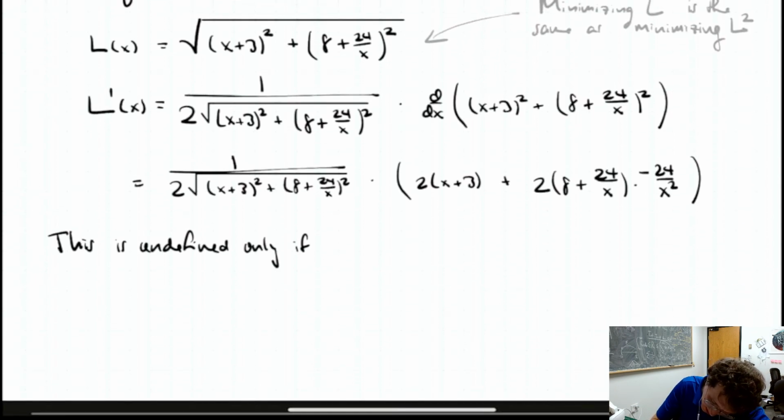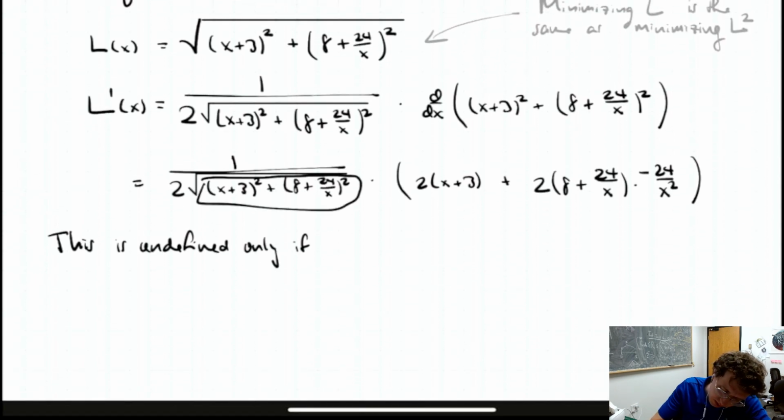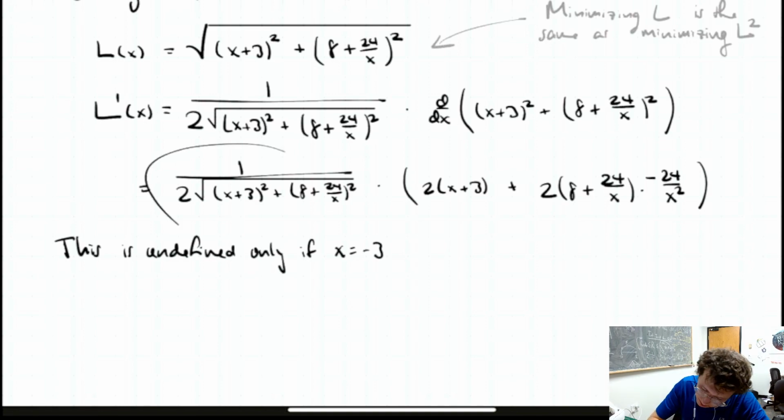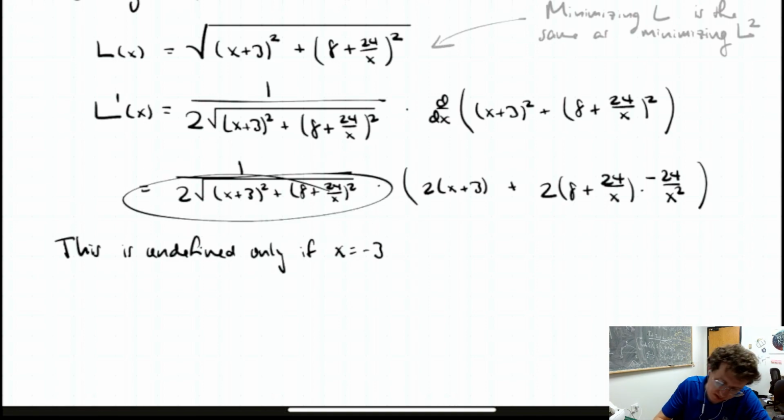Well, the denominator would be 0 only if the thing inside the square root is 0, but that's something squared plus something squared. When you square things, it makes them positive. When you add positive things, you get positive things. You don't get 0, unless both of these are both 0. The only way that this could be 0 is if x is negative 3. If x is negative 3, I get 0 squared plus 0 squared. Sure enough, x equals negative 3 does make this denominator 0.